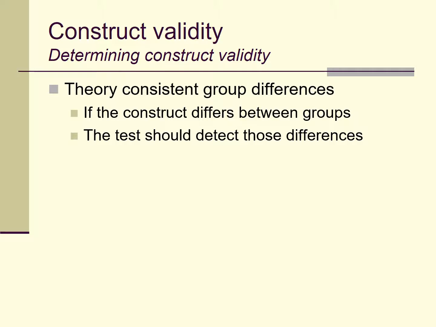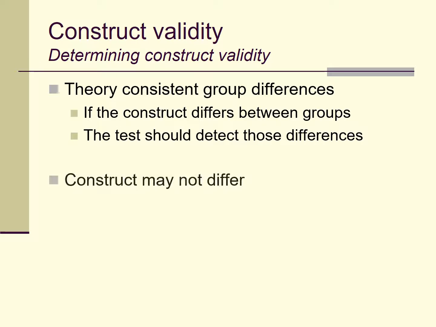Yet another way of looking at construct validity would be testing group differences. Again, if we have a theory that different groups vary in terms of their level of this construct, we ought to be able to make those predictions and test them with our test. If we see the predicted results, then that tends to support the construct validity of the test. If we don't, then again, either the theory is wrong or the test is wrong.